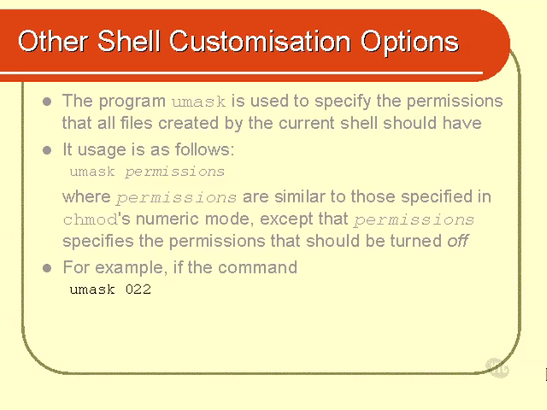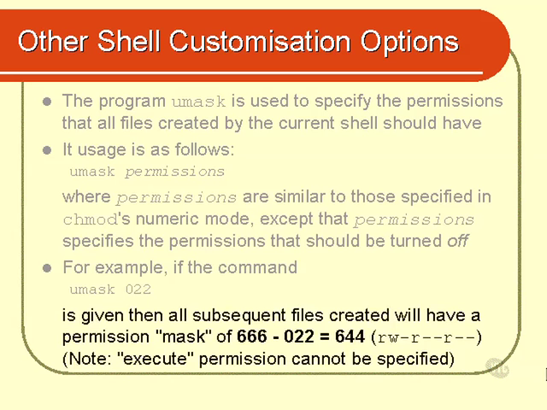Let's have a look at an example. Suppose you entered the command umask 022. Now what that means is that all files that you subsequently create will have permissions of 644. In other words, rw-, r--, r--. Now how do you get 644 from 022? And the answer is you subtract them from 666. Why 666? Well, 666 is considered the full permissions, read-write for everybody.